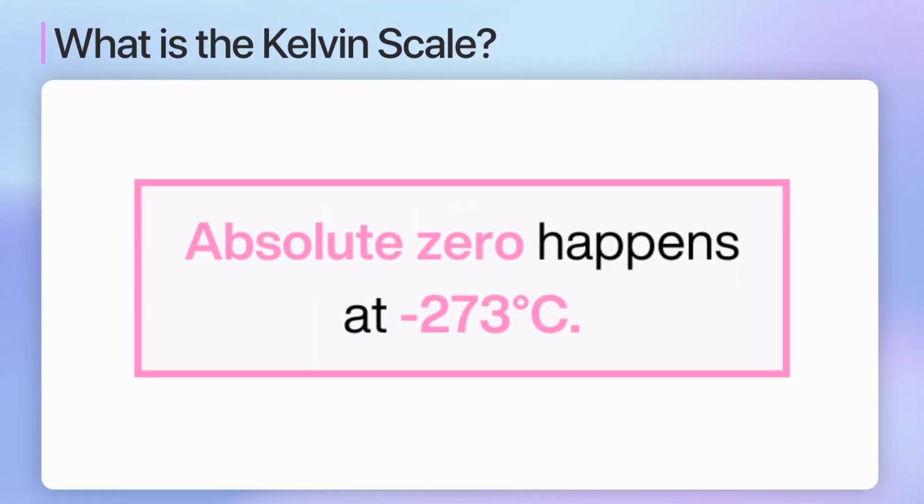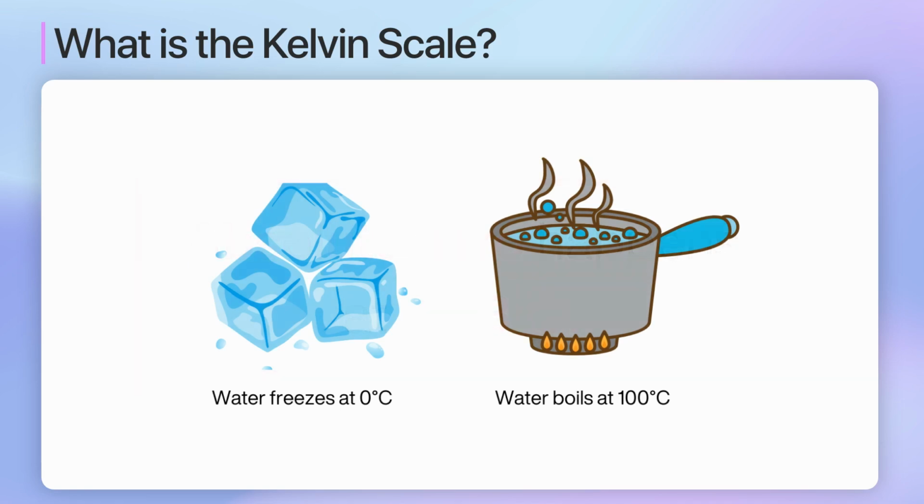Absolute zero happens at minus 273 degrees Celsius. You might think that's not the nicest number, and you'd be right. That's because the Celsius scale is based on the freezing and boiling points of water. The freezing point of water is 0 degrees Celsius, while the boiling point is 100 degrees Celsius. This makes Celsius convenient for day-to-day use. However, when it comes to talking about absolute zero, it's not as convenient.